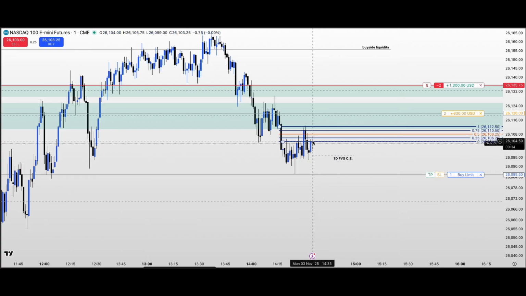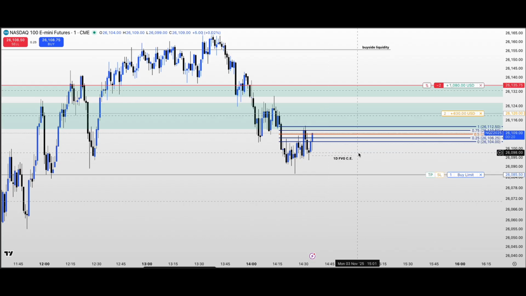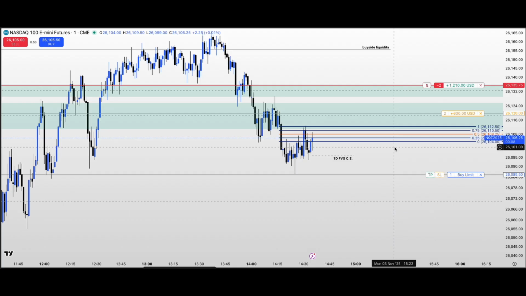Certainly want this candle to close in the lower quadrant or below the high of this candle here. But if it's in the lower quadrant, that'd be ideal. Price action isn't as smooth as I'd like it to be, but we have a good fill.